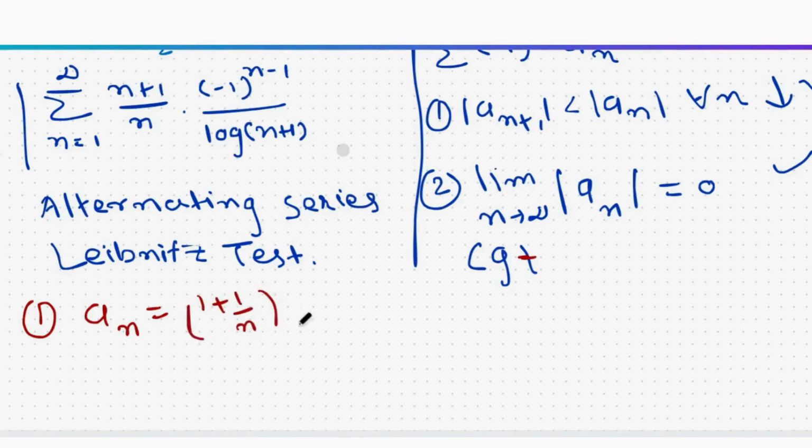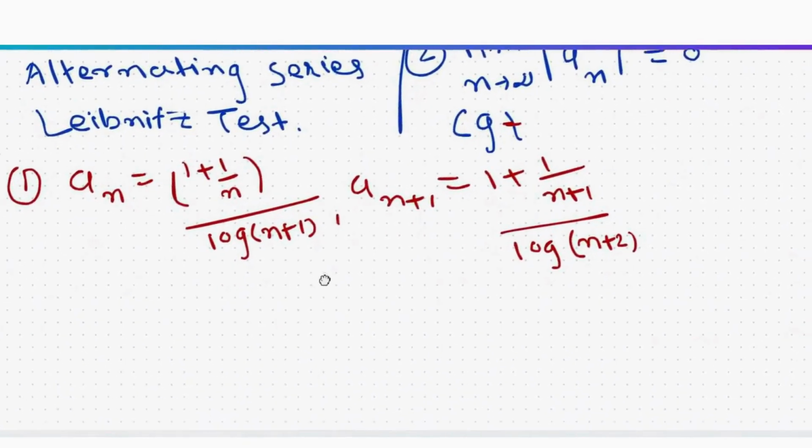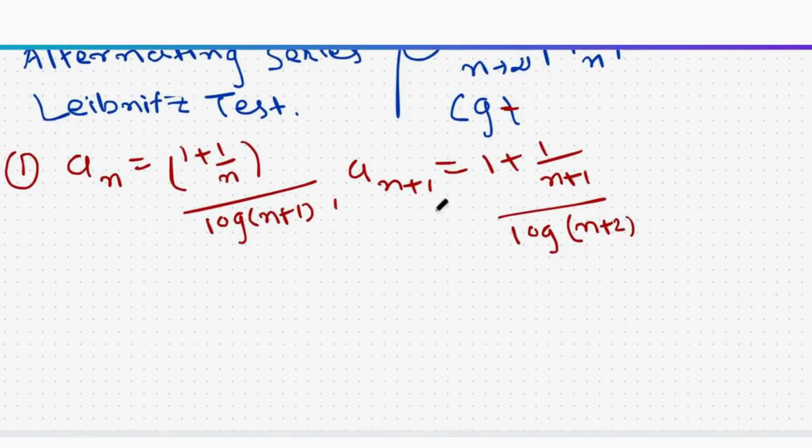Divide by log n plus 1. So this is my an. Now find an plus 1. So an plus 1 is what? 1 plus 1 upon n plus 1, divide by log of n plus 1 plus 1. So what we get? N plus 2. So an and an plus 1 we have. Now let's check whether this quantity is smaller than this quantity or not.